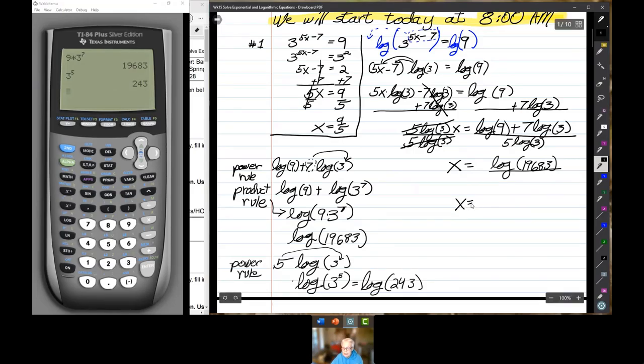So x is going to equal, and what I'm going to put in my calculator is this. That's right, down here I'll put log 243. Okay, come over here. Double check, make sure I typed all that right. 19683, 243. Okay, got it. Here we go. Log. Click the log button. 19683. Close parentheses, or I promise you won't get the right number. Divide. Log 243. Enter.